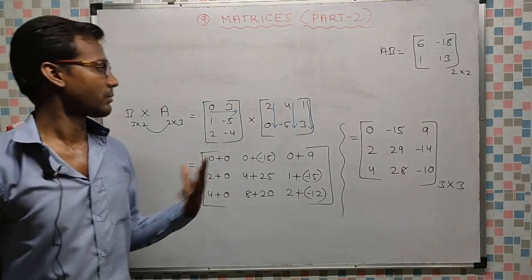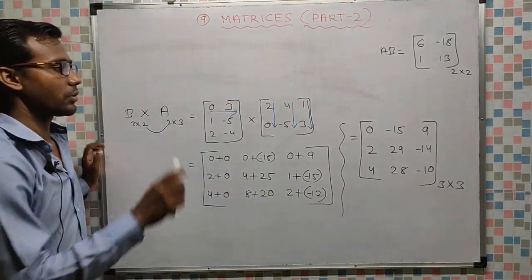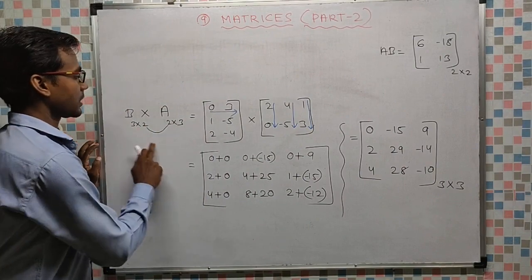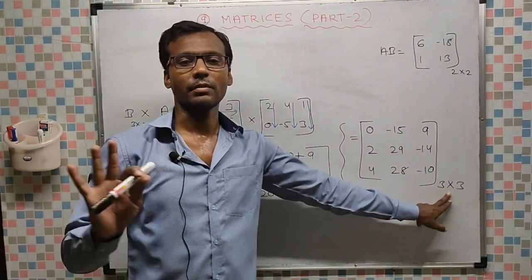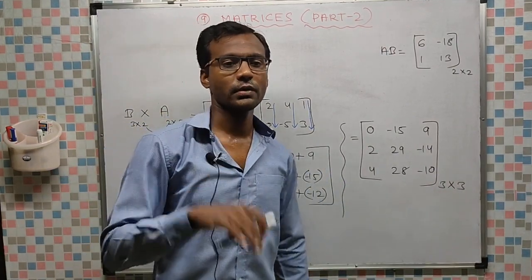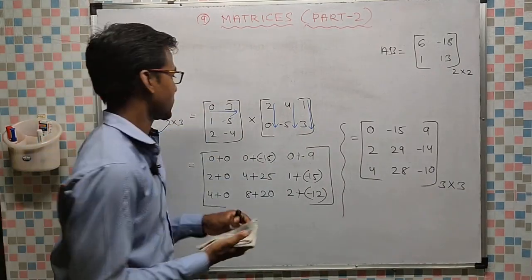Before we had started multiplying, we had told that the order of the resultant matrix will be 3 by 3. See, the order of the resultant matrix is 3 by 3. So you have to go according to the formula. So this is B into A.